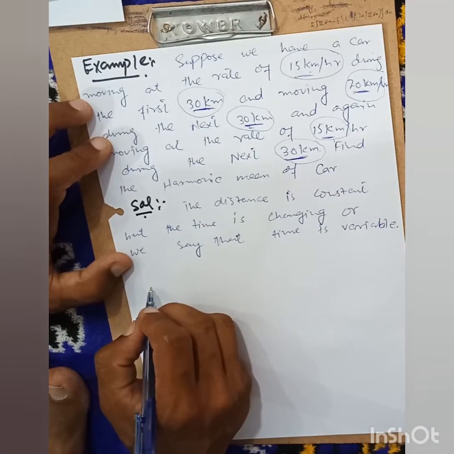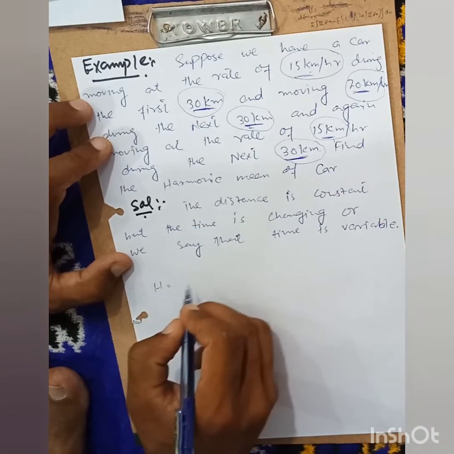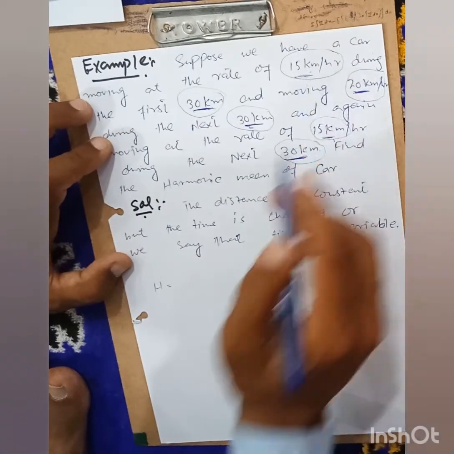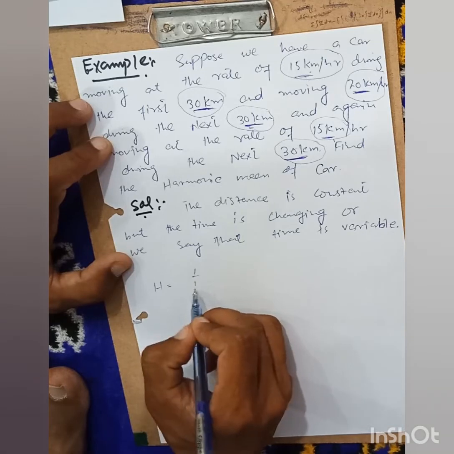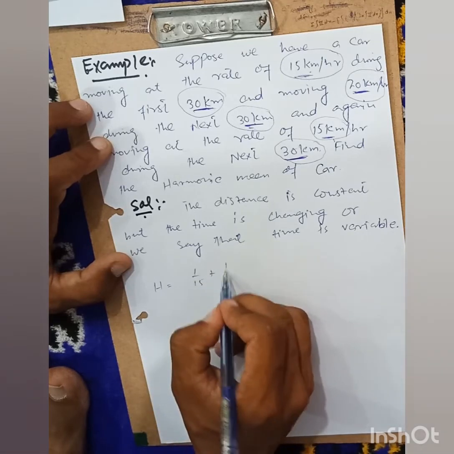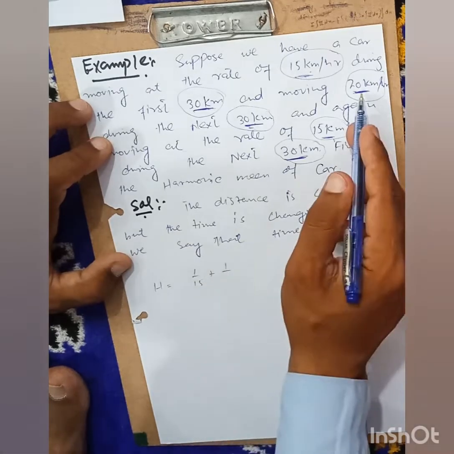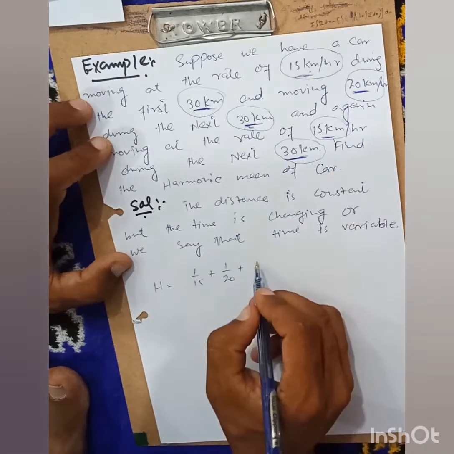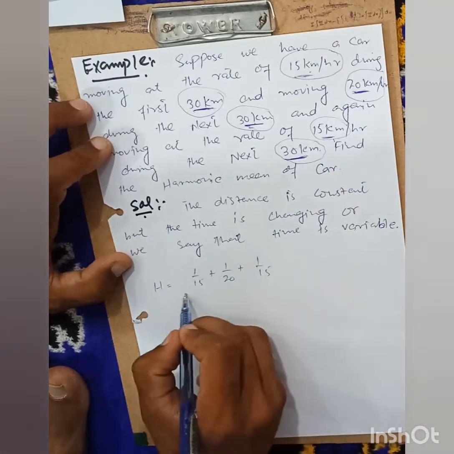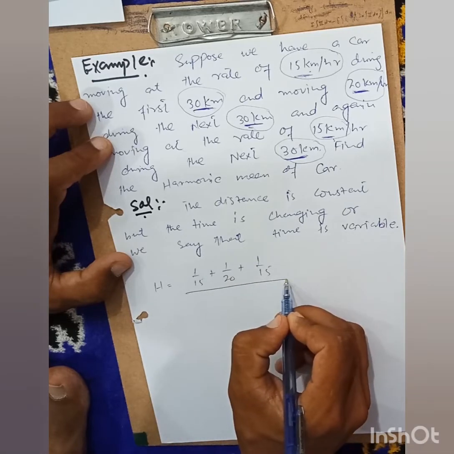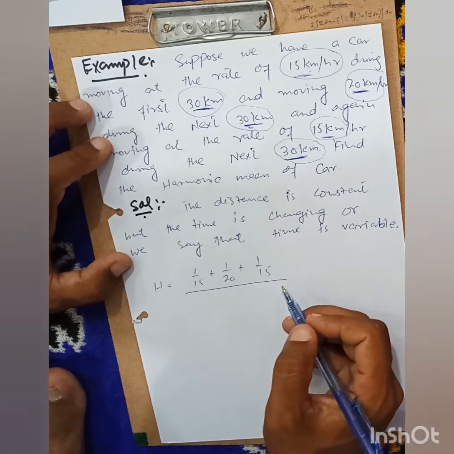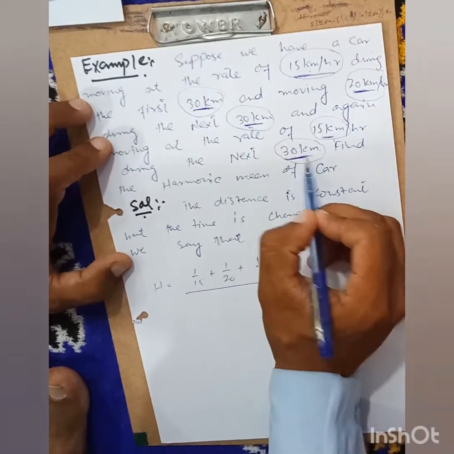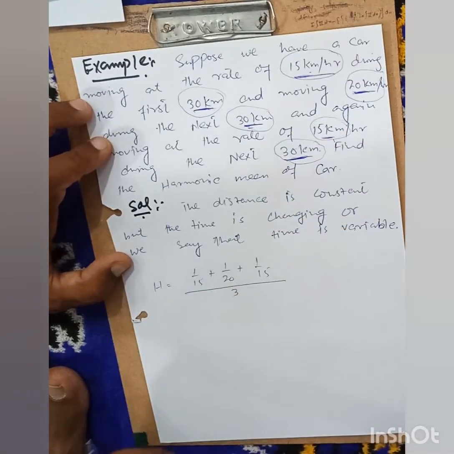So the formula of harmonic mean is that we have to take the reciprocal of the values. So we write 1 over 15 plus 1 over 20 plus 1 over 15, whole divided by the number of observations. And what is the number of observations? Count 1, 2 and 3, so we write 3.